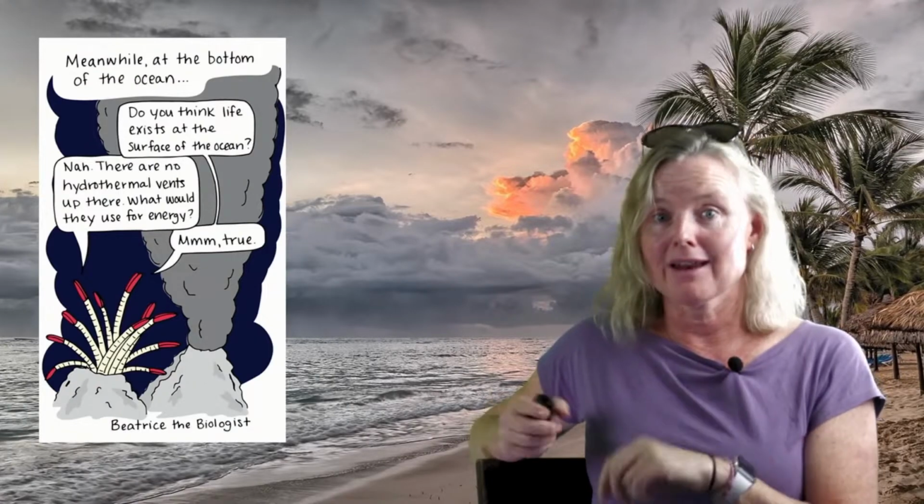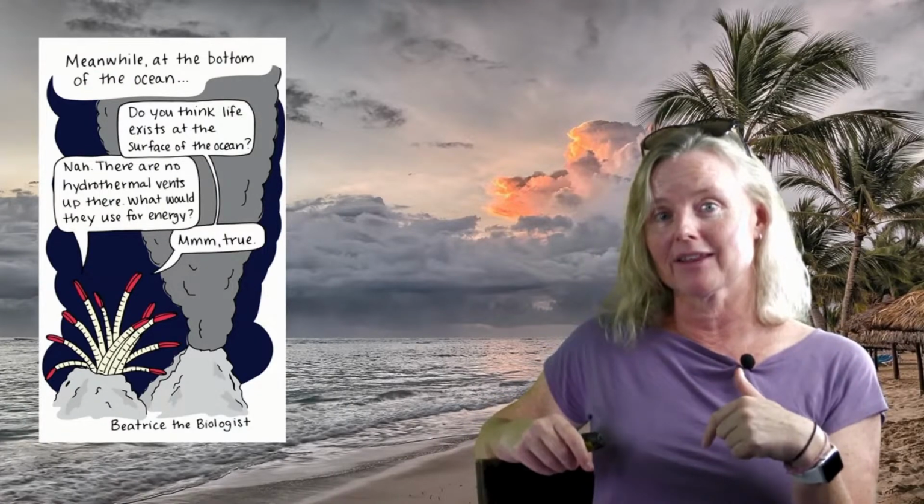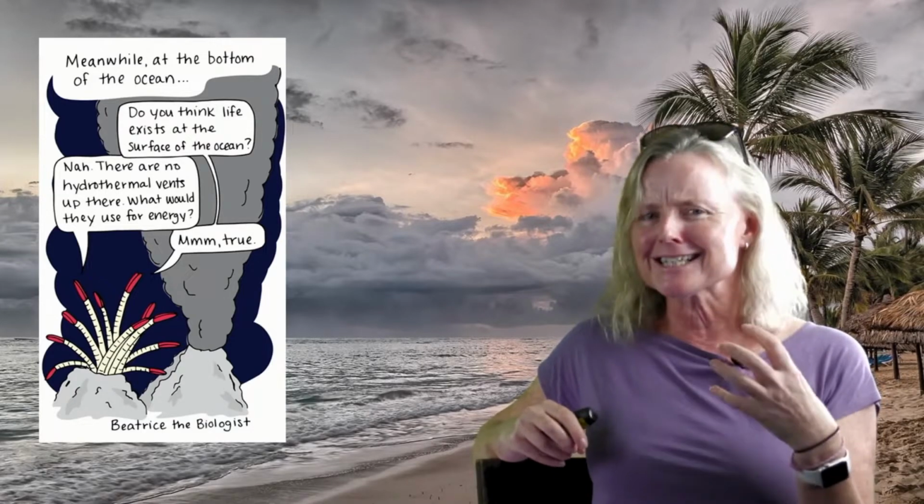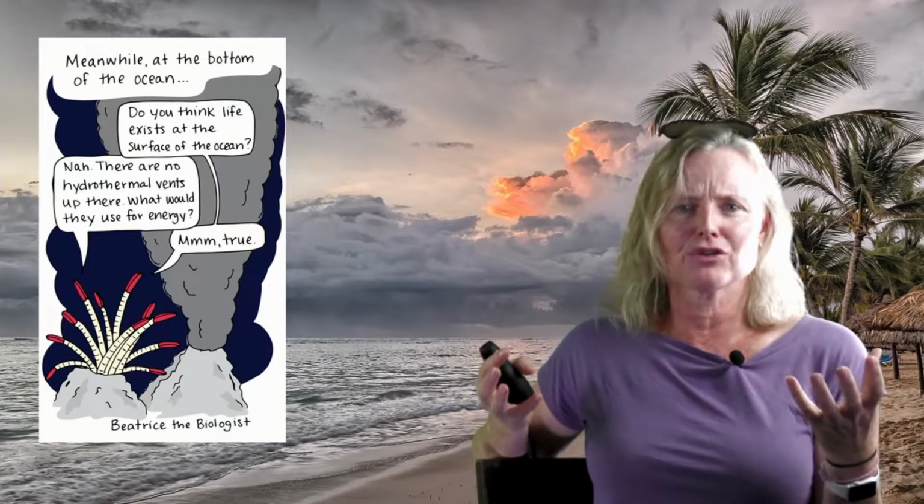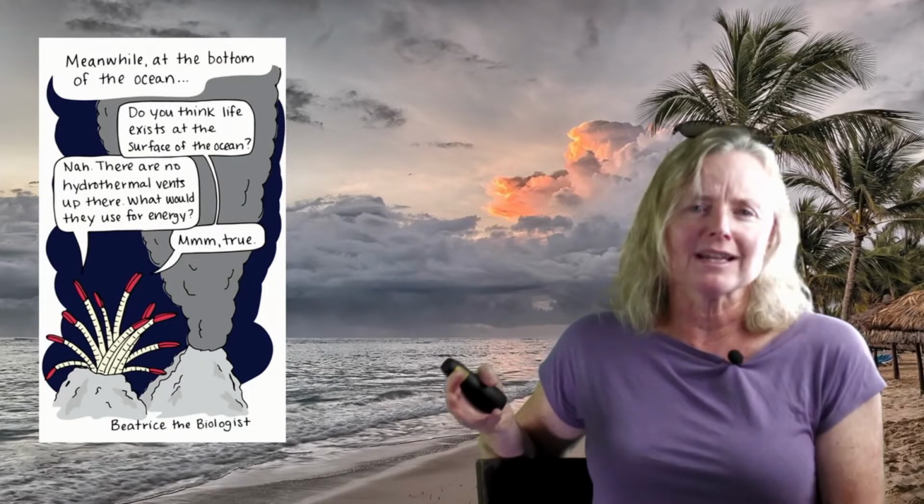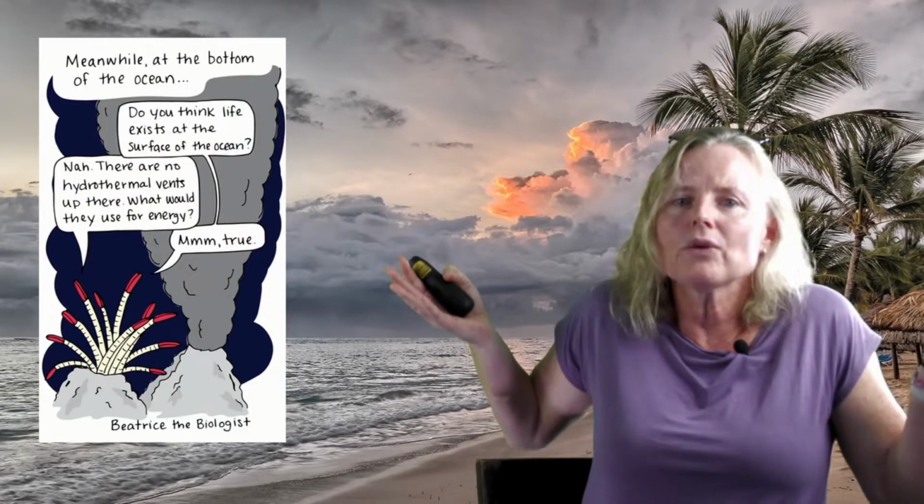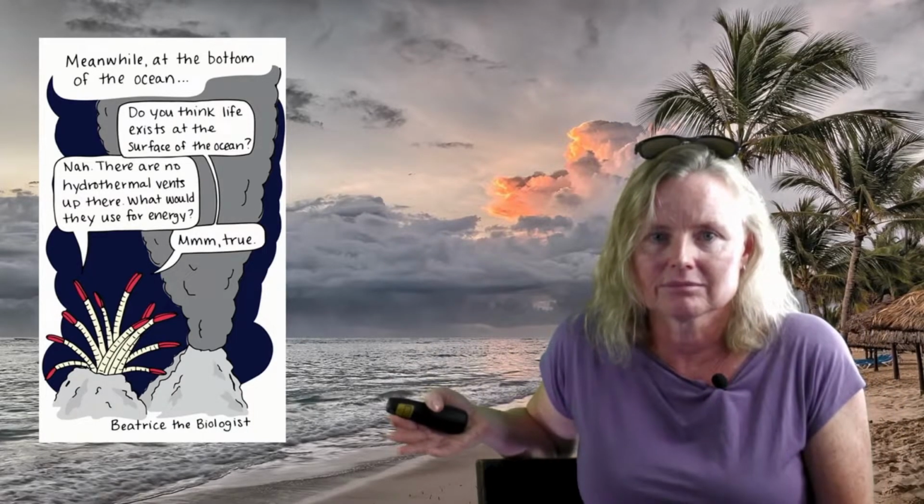And meanwhile, at the bottom of the ocean, one tube worm says to another, "Do you think life exists on the surface of the ocean?" And the other responds by saying, "Nah, there are no hydrothermal vents up there. So what would they use to get their energy from?" I love this particular cartoon, even if it's a little bit daggy.